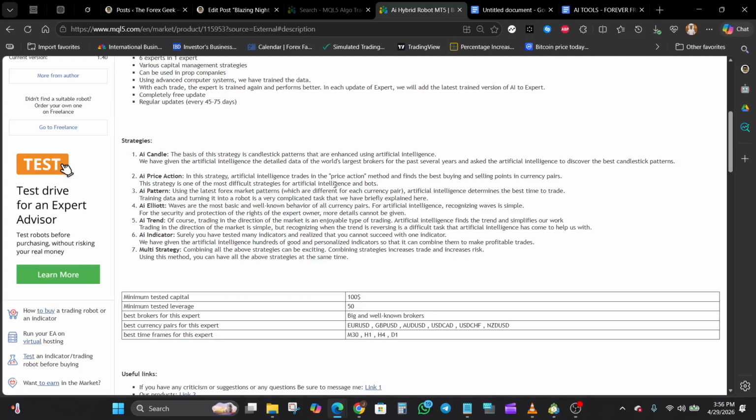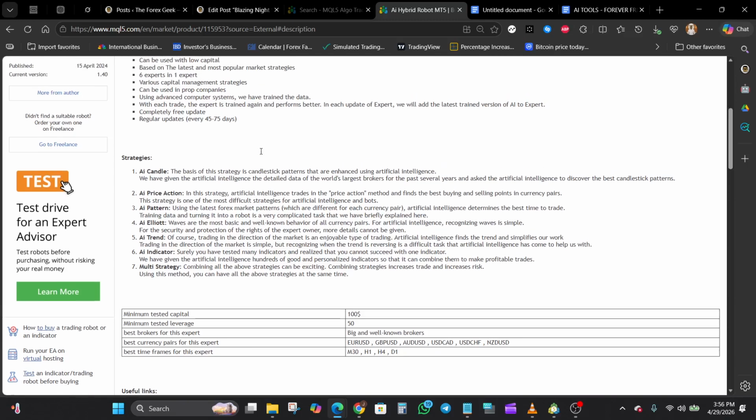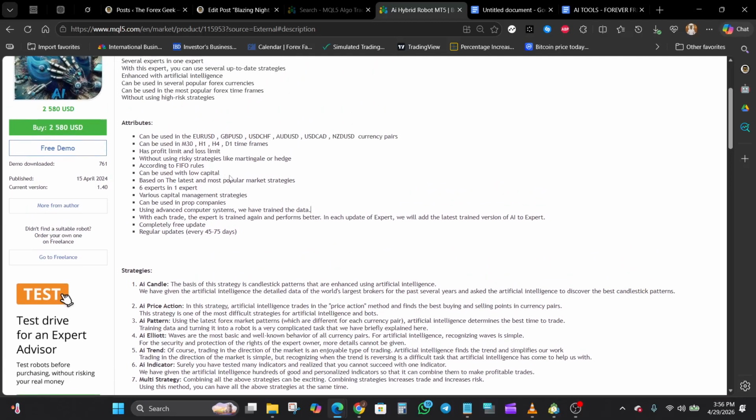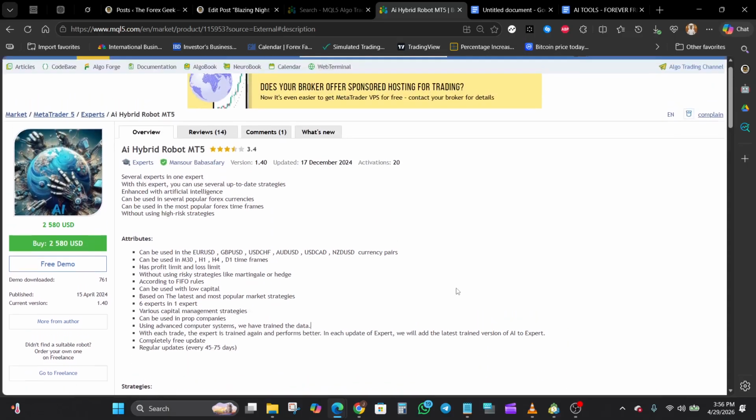So there's also flexibility in money management. You can adjust capital allocation, risk exposure, and even combine multiple strategies simultaneously using the multi-strategy mode. So that gives you control, but it also means that you need to be intentional with how you configure the expert advisor. So now let us head over to our strategy tester to see how this EA actually behaves.